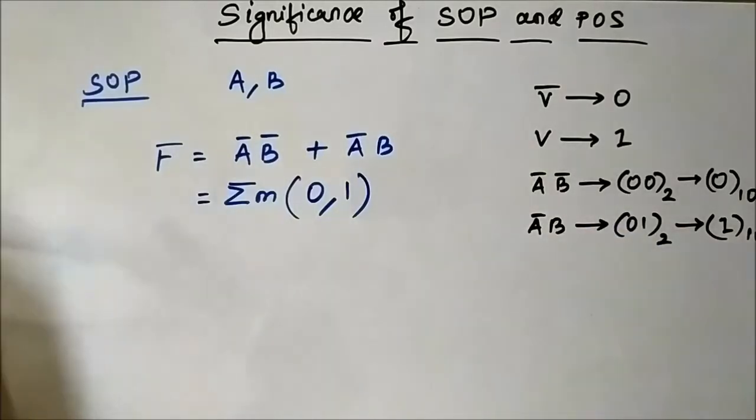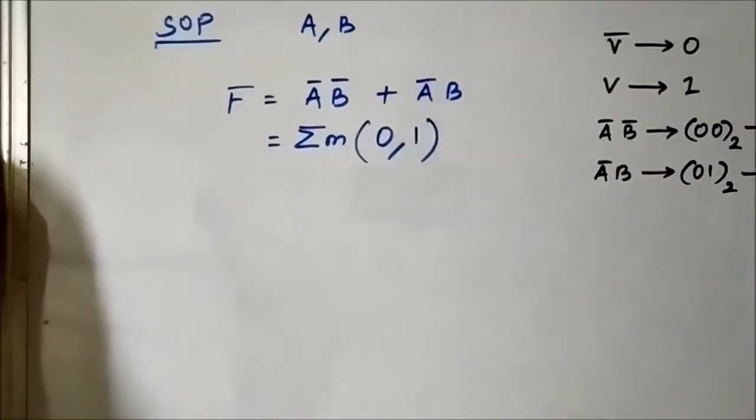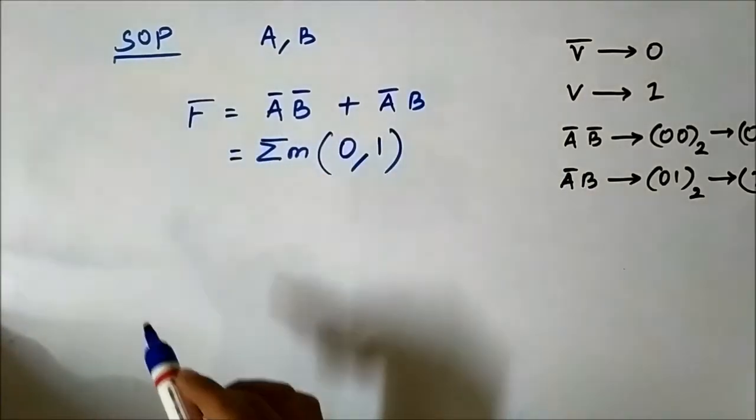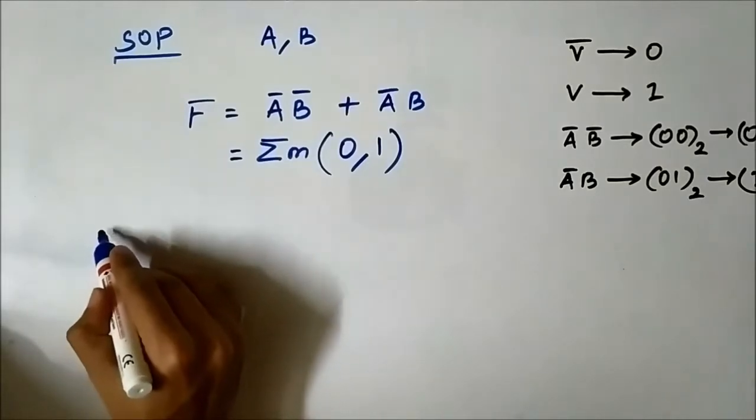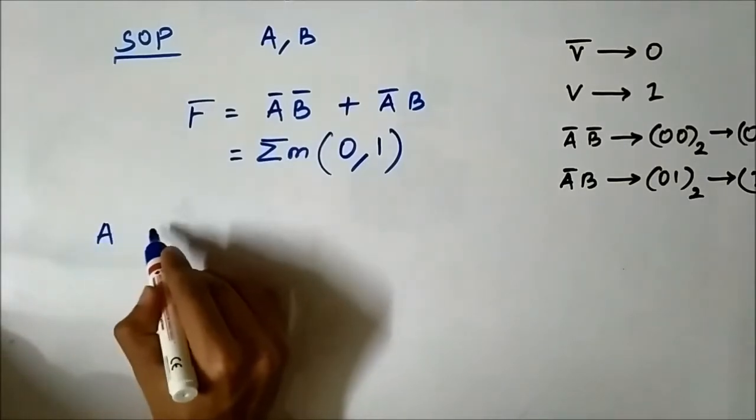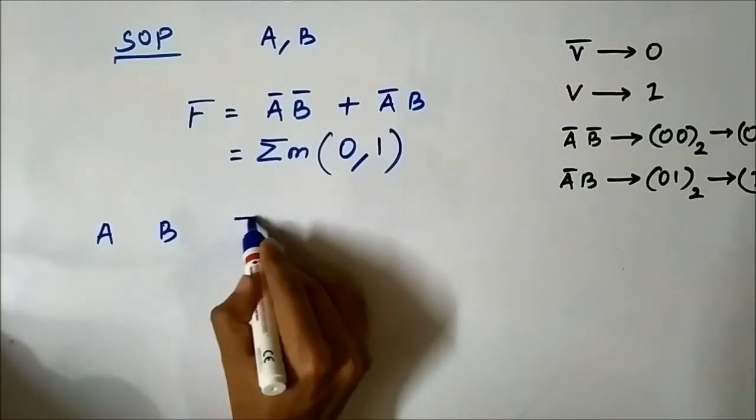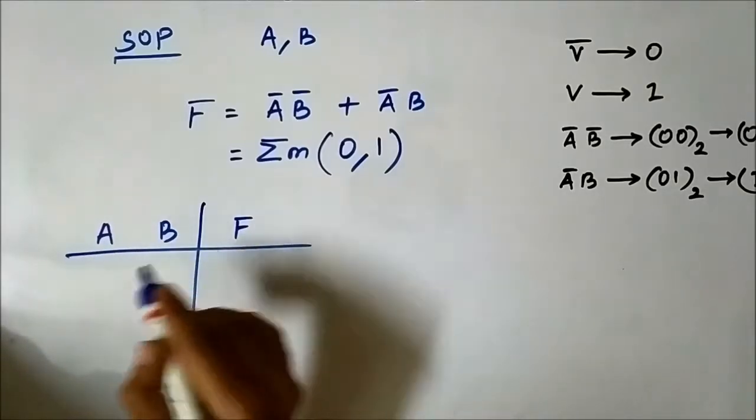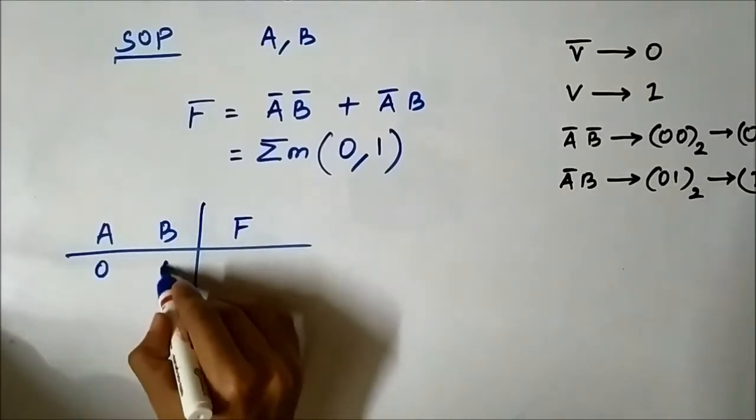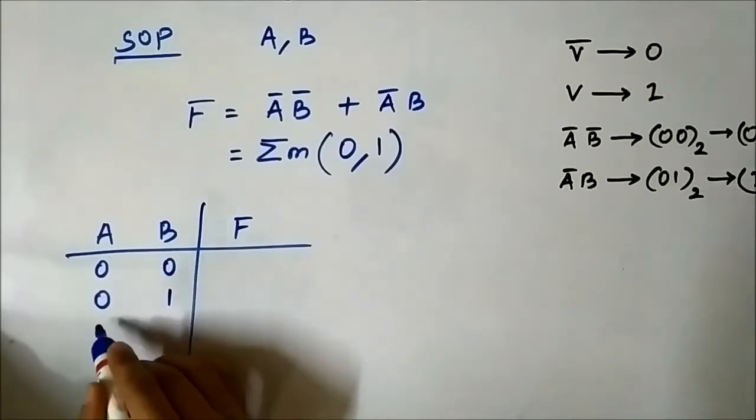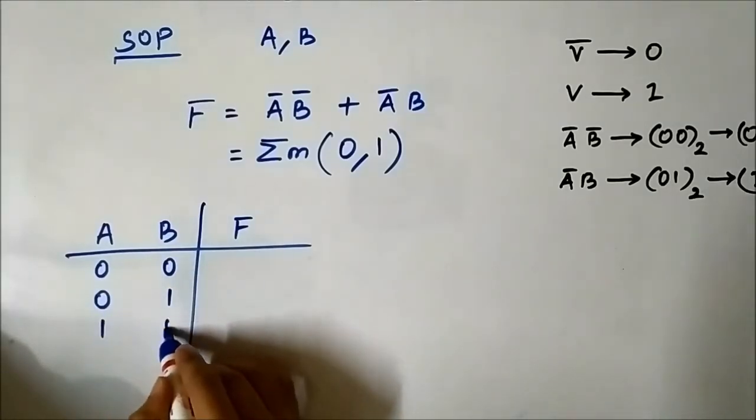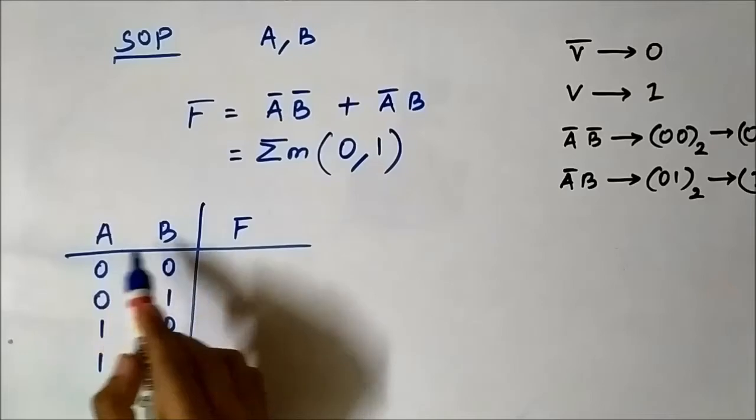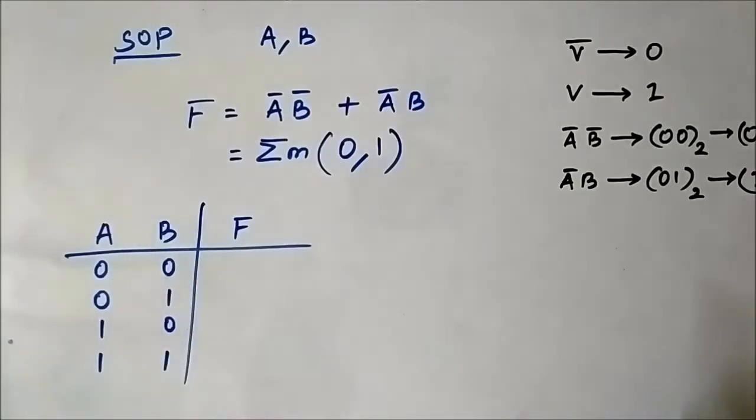So what does it actually mean? Now let us form a truth table of two variables A and B, and the output F, the Boolean expression. The input combinations are 00, 01, 10, 11.